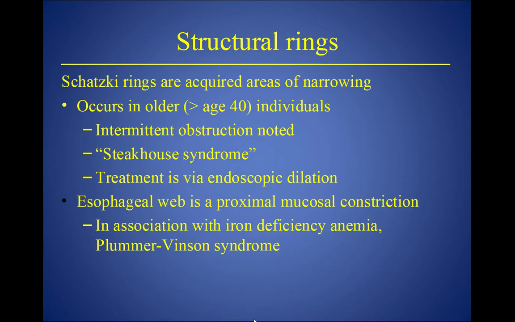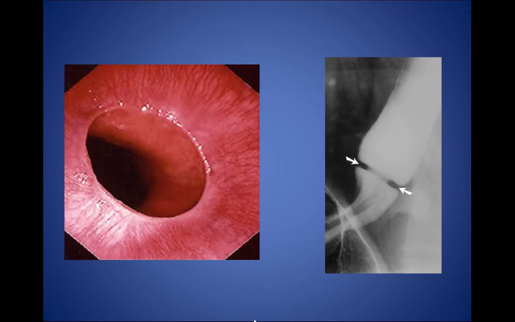Because med students are always very astute and on top of things, I'm sure someone's going to ask me why these two things go together. I have no idea. I've tried looking it up. There doesn't seem to be much information as to why esophageal webs and iron deficiency anemia would coexist. Okay, here are some, again, endoscopic pictures showing a Schatzki or esophageal ring.